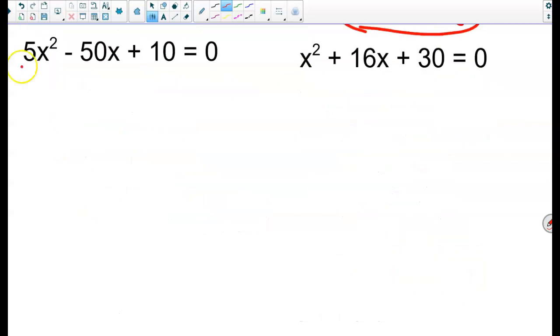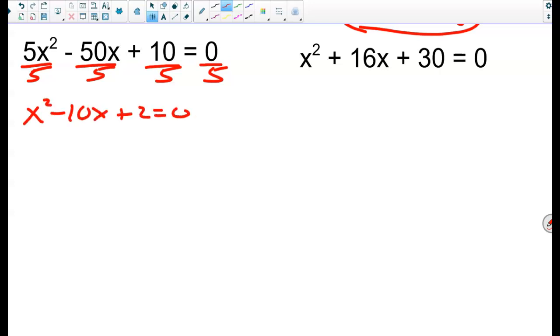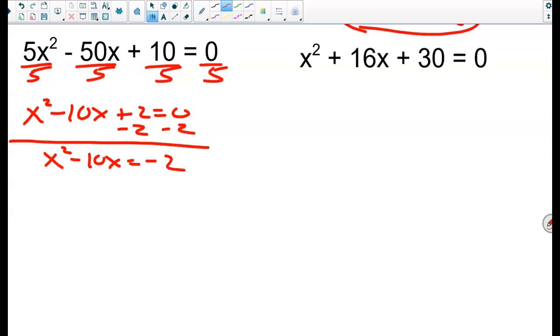So in this case here, I'm going to divide everything by 5. You have to have a 1 in front of your x squared. This becomes x squared minus 10x plus 2 equals 0. And that makes your number smaller, which makes it easier as well. We subtract 2 on both sides. Half of negative 10 is negative 5. And negative 5 squared is 25.